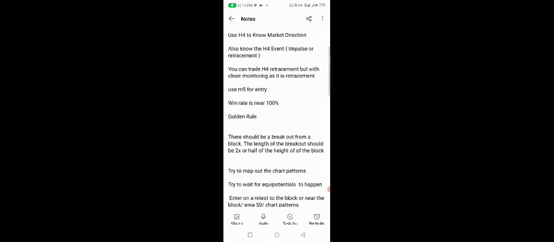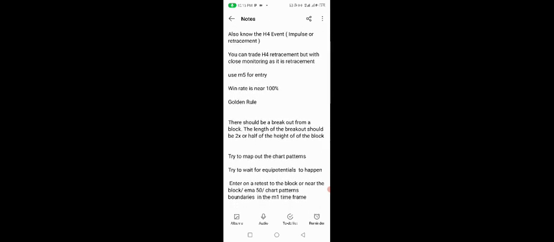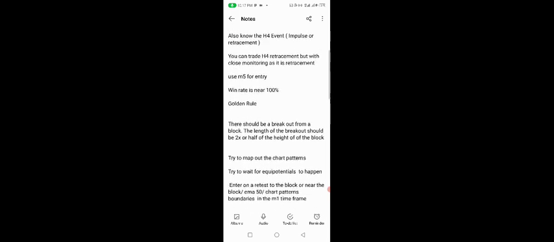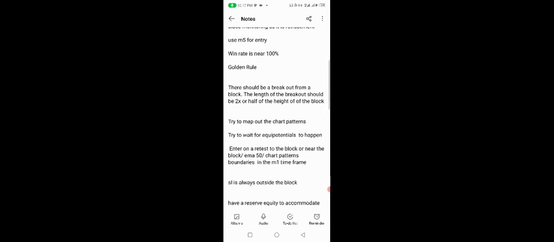Retracement cannot guarantee profit, so if you are trading it, you should monitor the trade and be able to know whether to hold that trade long or not. Use M5 for entry. The win rate is near 100% only if you have run deep price action analysis.